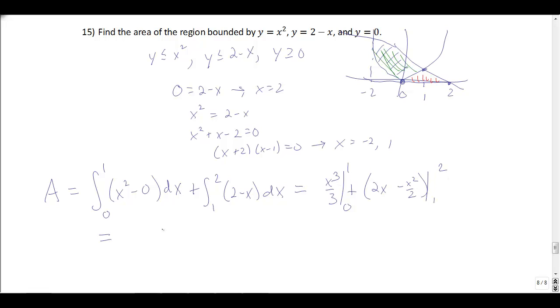So I end up with, let's see, 1 cubed over 3 is 1/3. 0 gives me 0. Plug in 2, that's plus 4. 2 squared is 4, over 2, that's minus 2. Plug in the 1, I'll get another minus 2, and then I'll get a plus a half. So 4 minus 2 minus 2 all cancel, so I get a third plus a half. That's 2/6 plus 3/6, so the answer here works out to be 5/6.